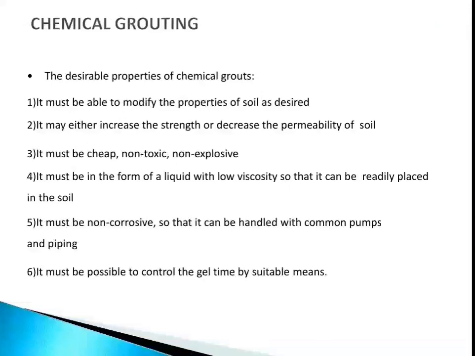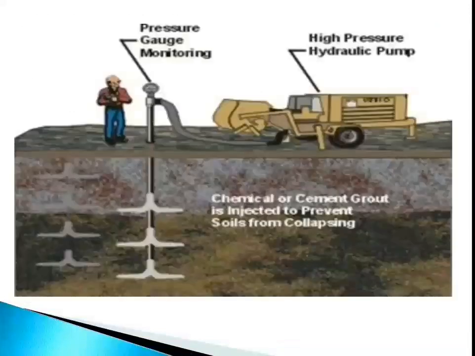Chemical grouting. The desirable properties of the chemical grout: it must be able to modify the properties of soil as desired. It may either increase the strength or decrease the permeability of soil. It must be cheap, non-toxic, non-explosive. It must be in the form of a liquid with low viscosity so that it can be readily placed in the soil. It must be non-corrosive so that it can be handled with common pumps and piping. It must be possible to control the gel time by suitable means. So we can see that chemical grout is inserted by using a high pressure hydraulic pump, and the pressure gauge is monitored during the whole process.